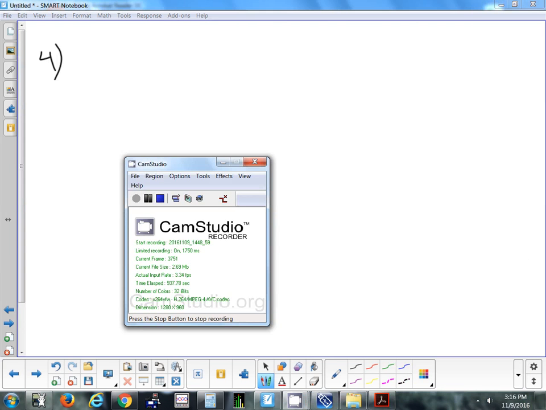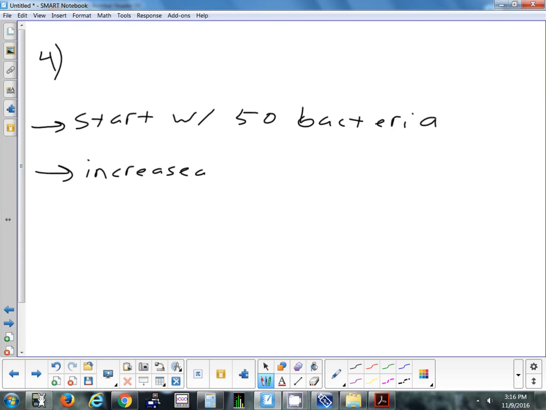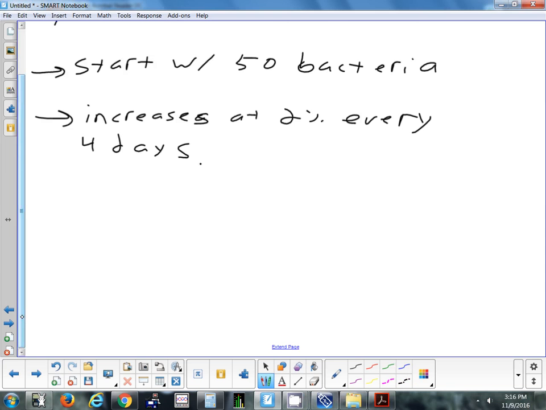Okay, let's take a look at an exponential growth kind of problem. So let's say you start with 50 bacteria, and it's going to increase at a rate of 2% every 4 days. Find a formula that represents the amount of bacteria as a function of time, in days. And then after that, we can figure out how long before we have 600 bacteria. So what's my formula to find the amount of bacteria as a function of time?